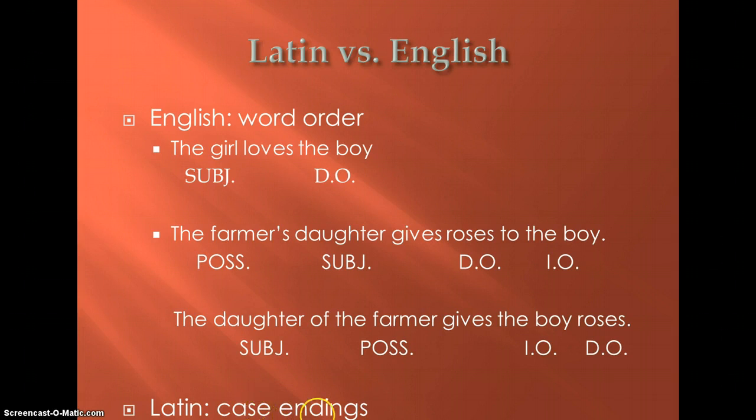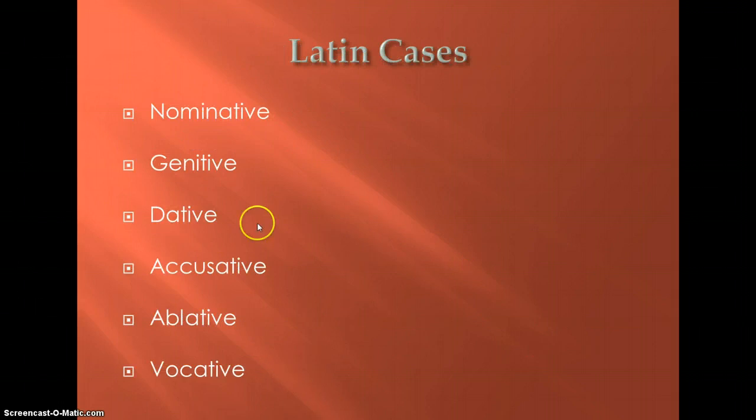Instead, you need to know the case endings. Now, we're not going to learn any of the case endings today. We're just going to learn how to use the case endings. And so this is what I want you guys to take away from this little video. There are 6 cases in Latin. They are comprised of the nominative, genitive, dative, accusative, ablative, and vocative. And each one of these cases will tell you how the noun is functioning in a sentence.